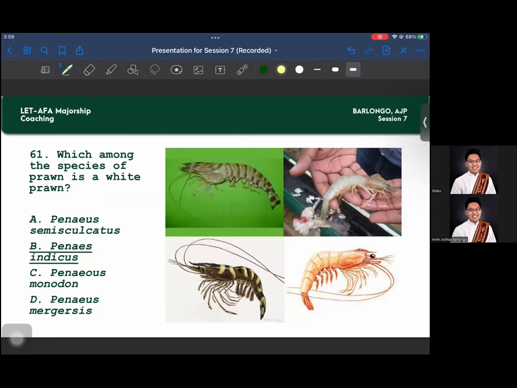Another review of the different characteristics of these prawn species: Penaeus semisulcatus, you can notice, is somehow white with stripes of brown. Penaeus monodon, which is this one, I haven't labeled right now. This is A, B, C, plus D. Letter C, Penaeus monodon, is essentially brown, with a creamy white stripe. Whereas Penaeus merguiensis, letter D, is essentially an orange to red prawn. So, yeah.